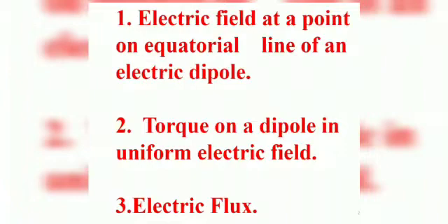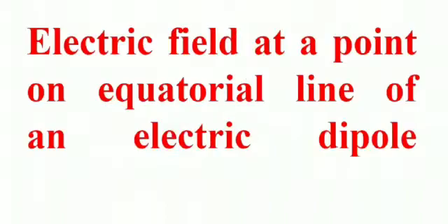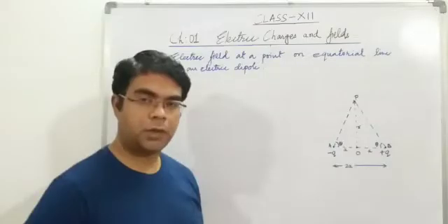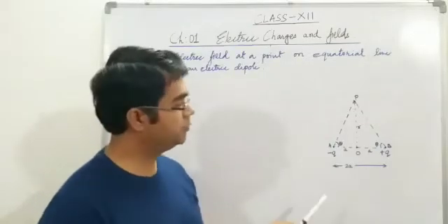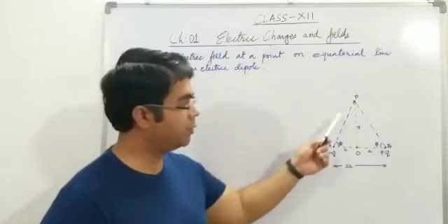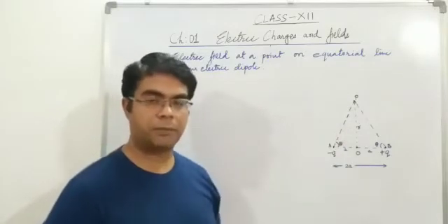In today's lecture, we'll study the electric field at a point on the equatorial line of an electric dipole, torque on a dipole in a uniform electric field, and electric flux. Our objective is to find the electric field at a point P due to an electric dipole.